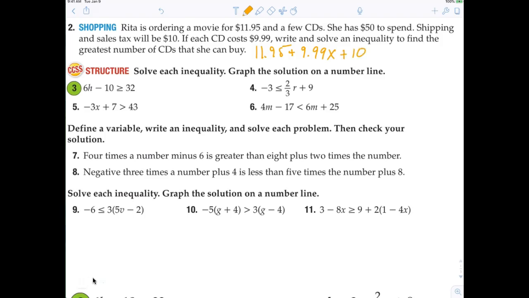Wait, but aren't shipping and sales tax the same? Doesn't it say shipping and sales tax will be $10? Exactly. Would that cancel it out? No. And I'm going to explain why. All of that has to be less than or equal to what?